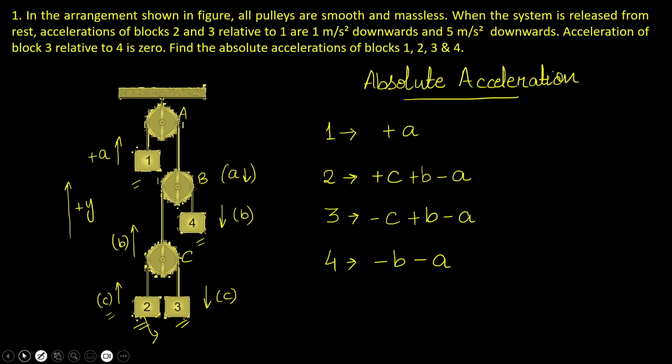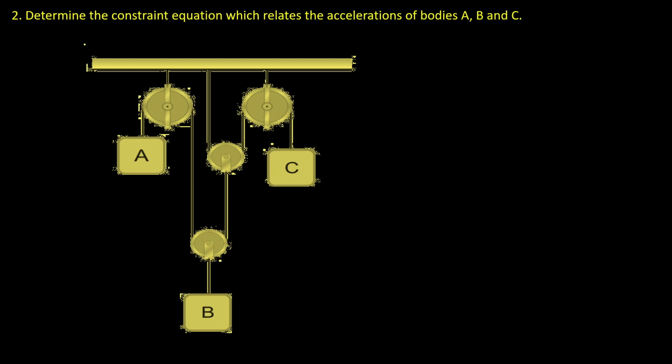Now moving towards the next question. The second question is: determine the constraint equation which relates the accelerations of bodies a, b and c. This is basically the basic question in this regard. For solving complicated questions on tension in strings, you need to know the constraint equation. So first I'm going to discuss the long method, and then I'm going to discuss the shortcut of how to find the relationships between the accelerations of bodies connected with the help of strings.